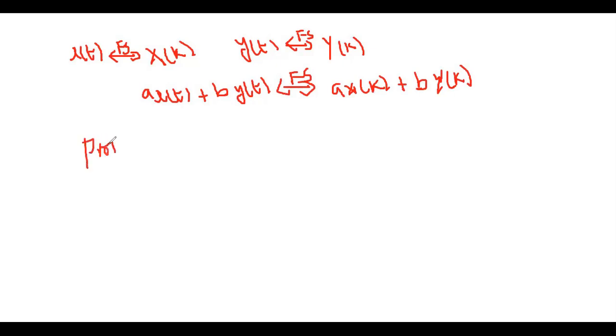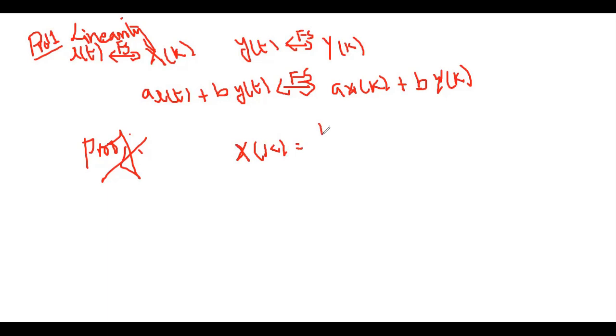For that, we take property one, the linearity property, by taking the analysis equation. What is the analysis equation saying? The capital X of k is equal to 1 by T, the integral over the period T, of x of t e power minus jk omega naught t dt. This is the analysis equation, my students.